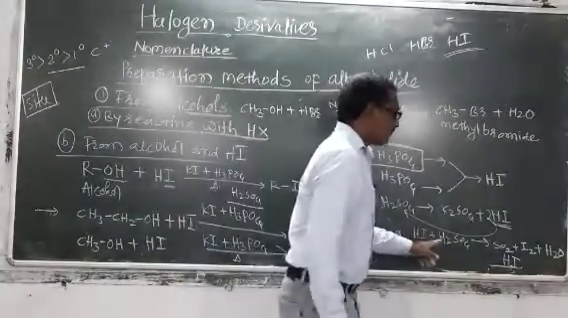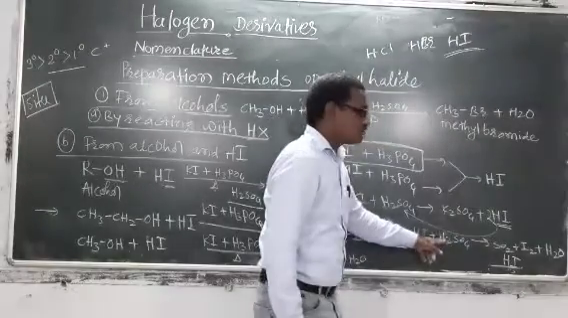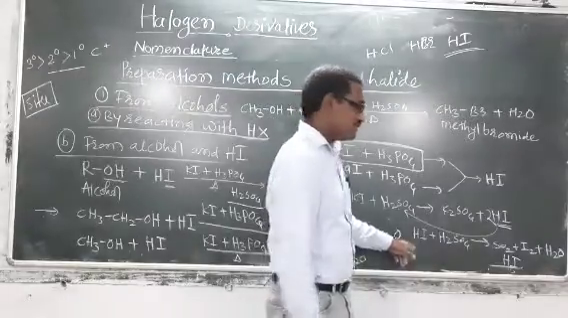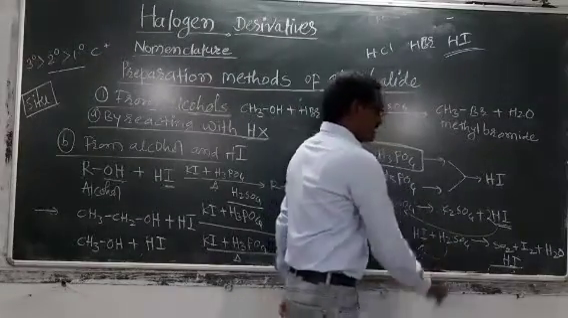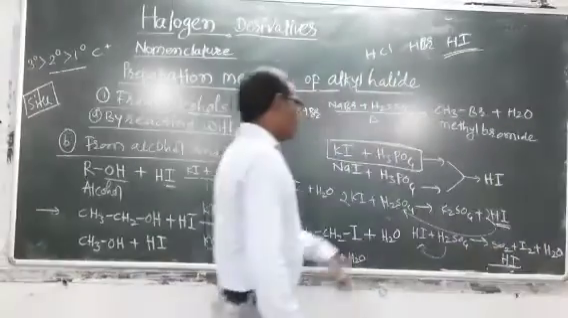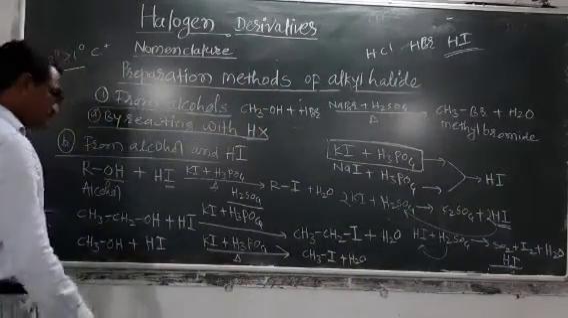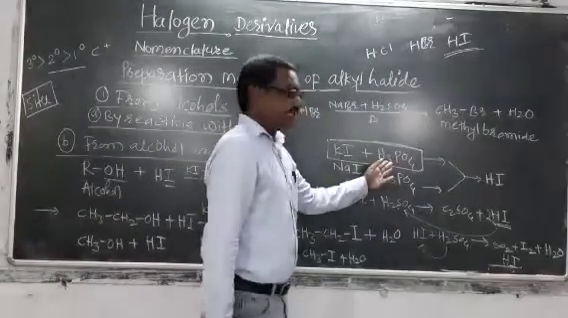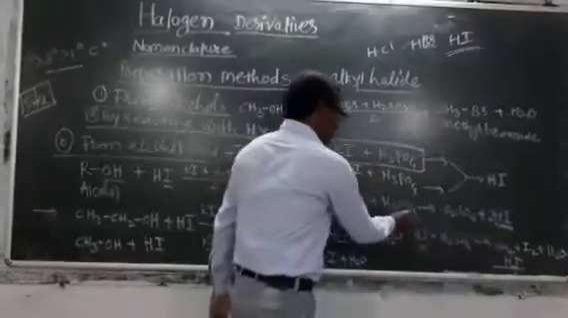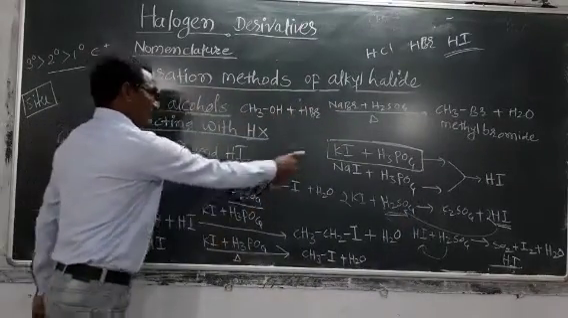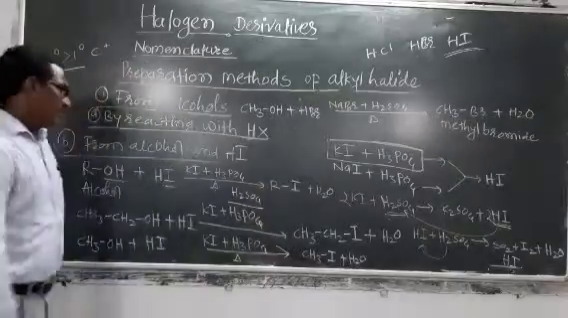Why does H2SO4 react with HI? Because H2SO4 is a strong oxidizing agent and HI is a strong reducing agent. The oxidizing agent reacts with HI in a redox reaction. So to avoid such a reaction, we use phosphoric acid, H3PO4, instead of H2SO4 to obtain alkyl iodide.